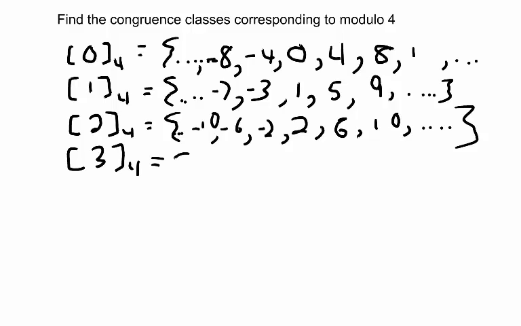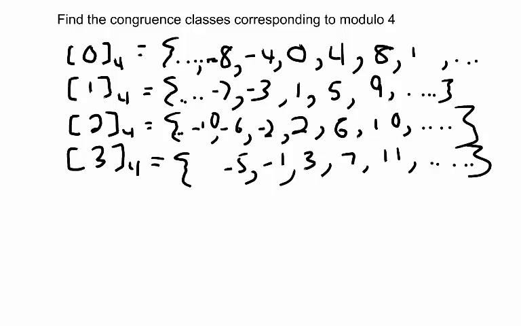For congruence class 3, modulo 4, we'll have 3, 7, 11. We would continue in increments of 4. Moving in the negative direction, we would have negative 1, negative 5, negative 9, and so on.